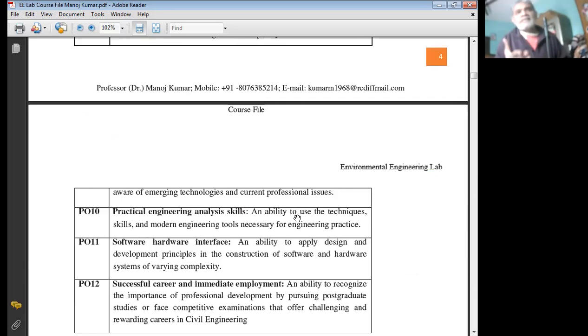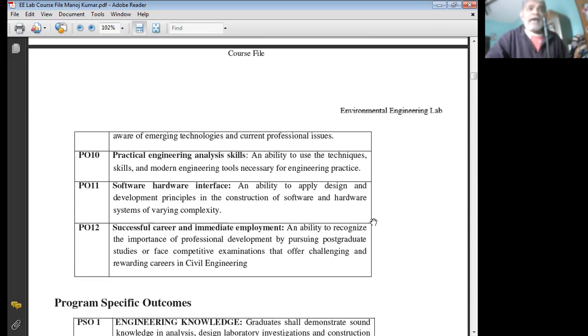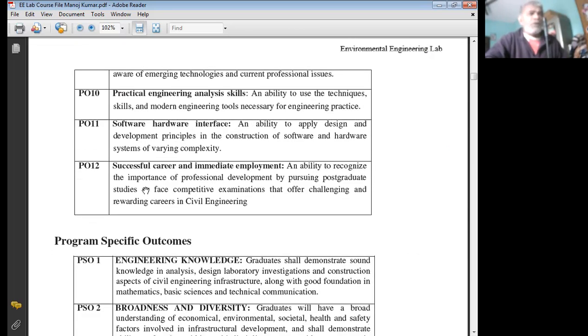These are necessary to know about the students. Practical engineering analysis skill: ability to use the techniques, skills and modern engineering tools necessary for engineering practice. Software, hardware interface: ability to apply design and development principles in the construction of software and hardware systems of varying complexity. Successful career and immediate employment: ability to recognize the importance of professional development by pursuing postgraduate study or facing competitive examinations that offer challenging and rewarding careers in civil engineering.